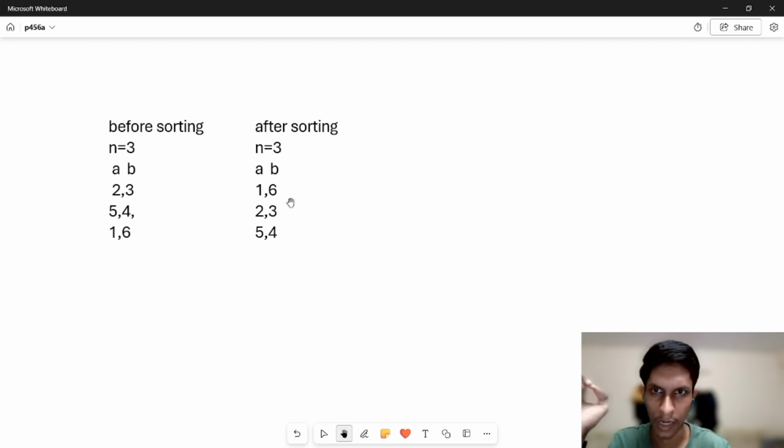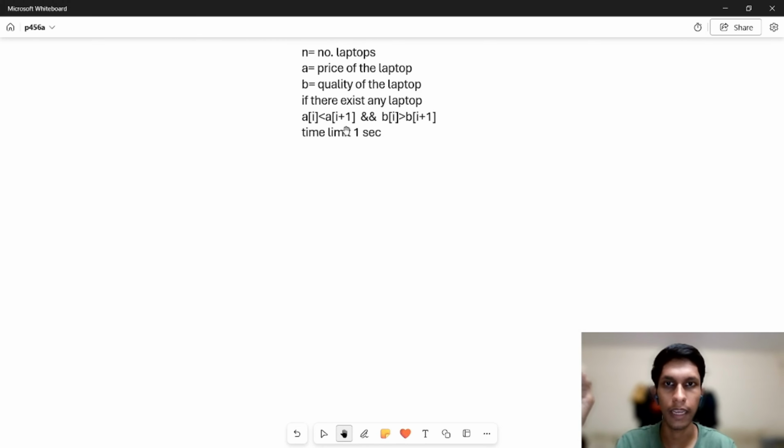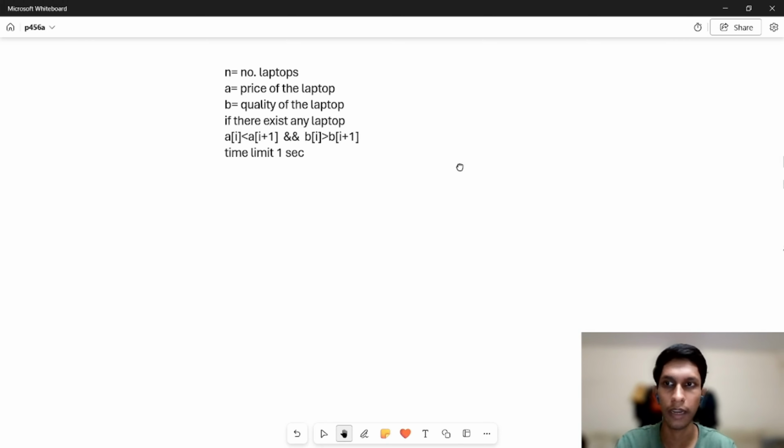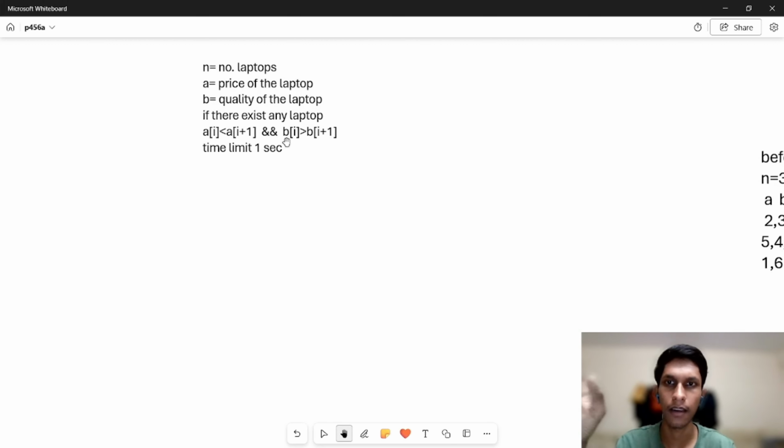What that will do is that our A will be sorted, meaning the price array will be sorted. So the very first element after sorting will have the minimum price that exists. And since the price, this A part that we have to check, is already cleared after sorting, because the very first element that we'll be getting will have the lowest price, we do not have to worry about checking this element. We'll just have to worry about checking the B, the quality of the laptop.